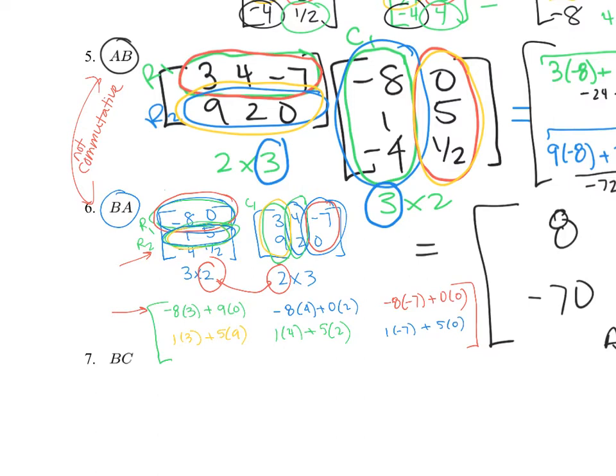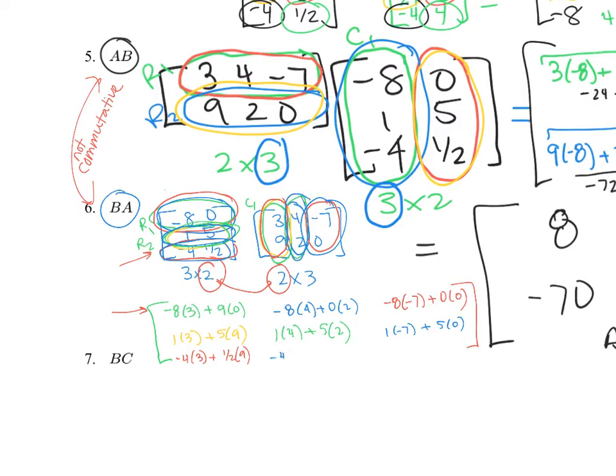And then we go moving on to our third row times our first column. So that will be a -4 times 3 plus 1/2 times 9. Then we're going to do, again, that third row times our second column.